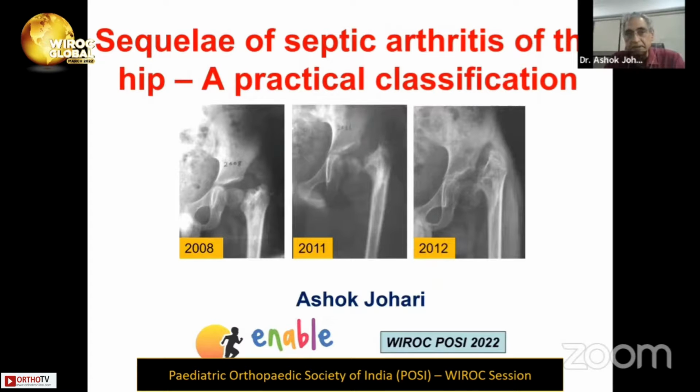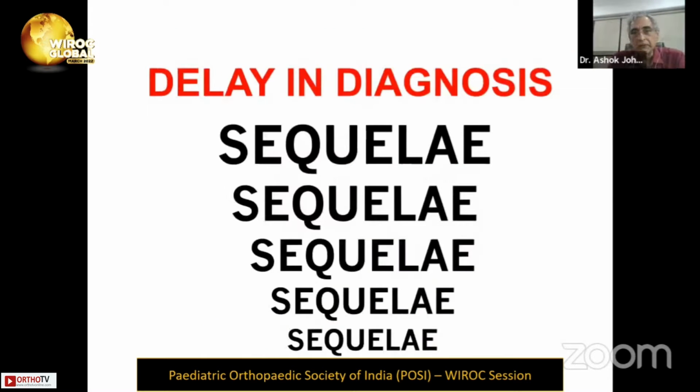My topic is sequelae of septic arthritis of the hip and the practical classification. Now, just to introduce this talk, sequelae occur because of delays in diagnosis. And this is, I think, the most important point I want to make, that diagnosis of septic arthritis has to be done early to prevent sequelae.